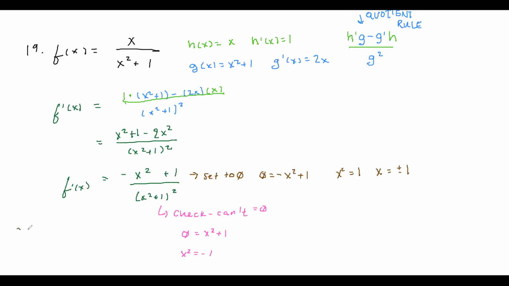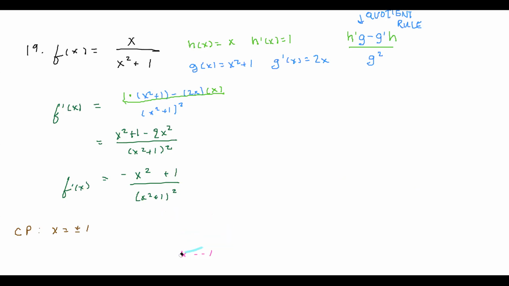Okay, so our critical points are x is equal to plus or minus 1. We've established that both of those points can exist in this function. Let's use our number line. Here we have -1, and here we have +1. Here I'll use -2, 0, and 2.